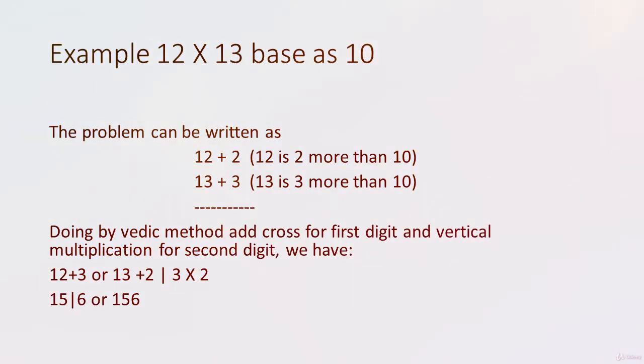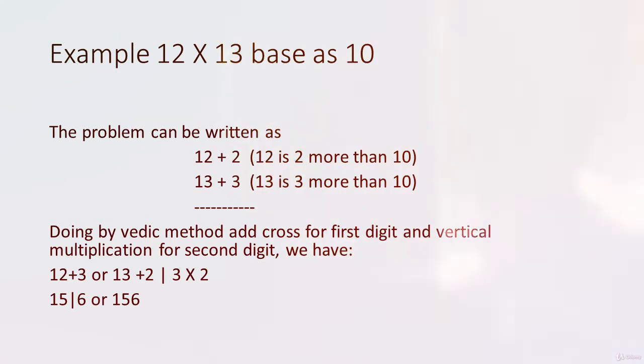Now we do multiplication of two numbers which are slightly greater than the base. Basically, my purpose is to multiply two numbers which are slightly greater than 10. Here we can see that 12 is 2 greater than the base, and 13 is 3 greater than the base.